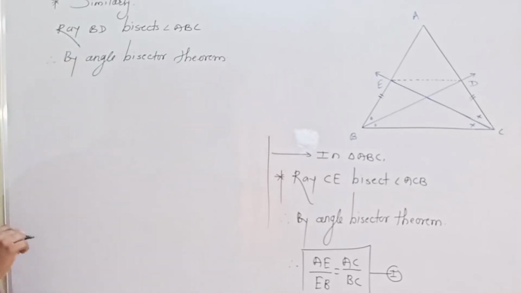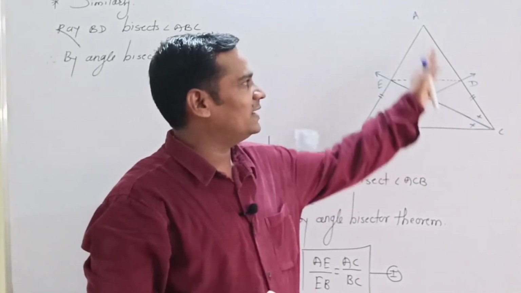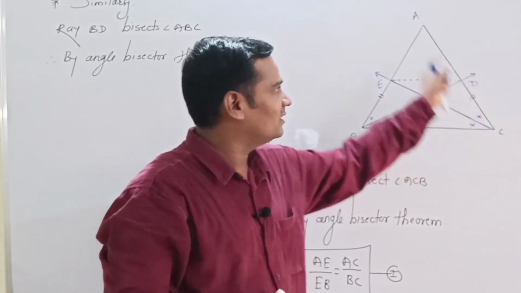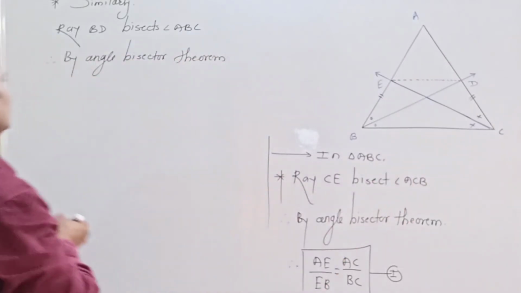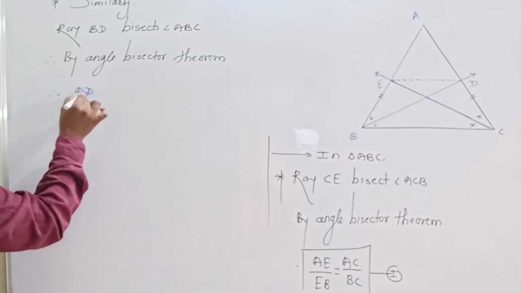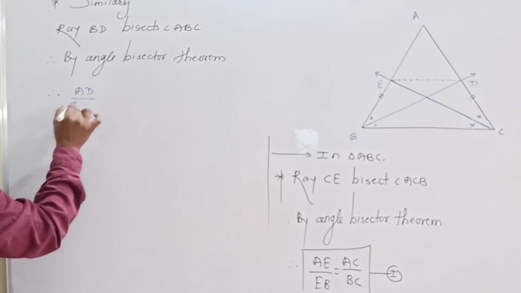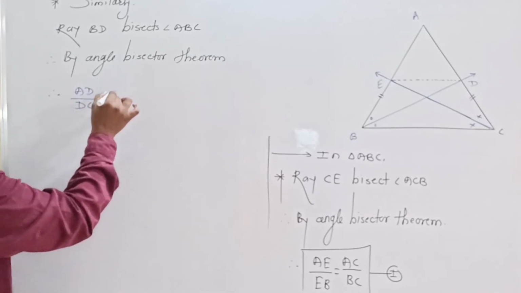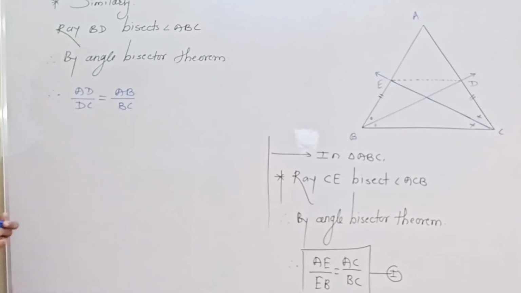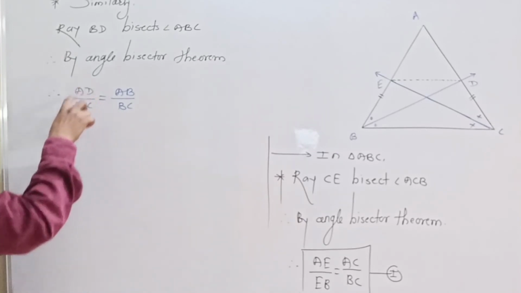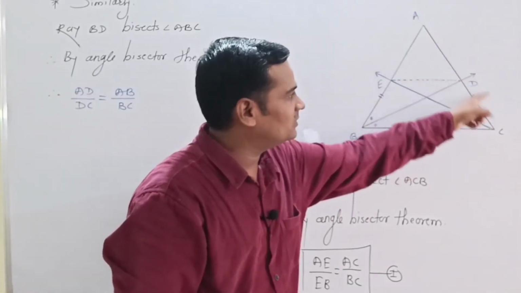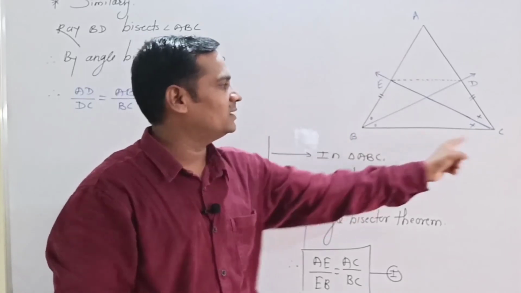Now what is that angle bisector theorem again? This ray BD divides the opposite side in the ratio of the remaining two sides. That means AD upon DC is equal to AB upon BC. So equation number second will be here, AD upon DC is equal to AB upon BC. Okay. So look at this, AD upon DC is equal to AB upon BC. The ratio of these two segments is equal to the ratio of the remaining two sides.